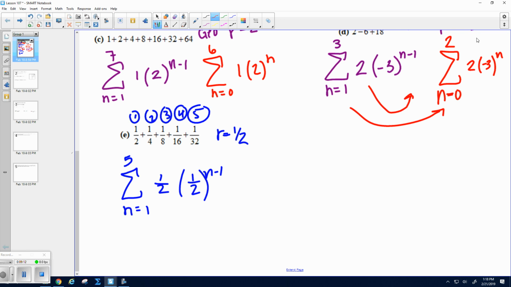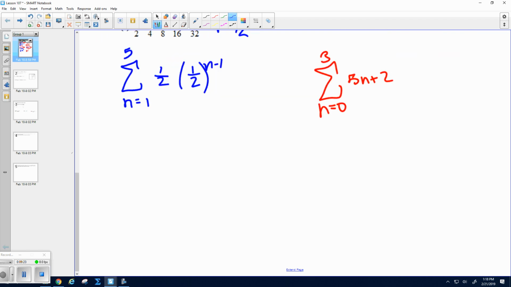Sometimes they'll give it to you like this. So if they gave you a problem, let's just say it was 5n plus 2. They might give it to you like this. How do I find the sum of the numbers from 0 to 3? Well, I got to plug in 0. What do I get when I plug in 0? 2. Plus, what do I get when I plug in 1? 7. Plus, what do I get when I plug in 2? 12. Plus, what do I get when I plug in 3? 17. And then I would add those up and get my answer.